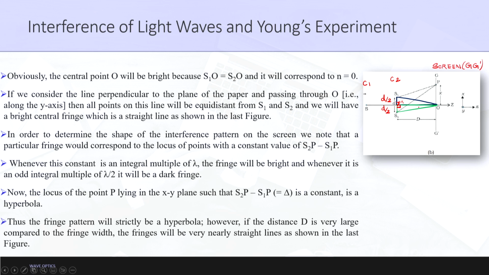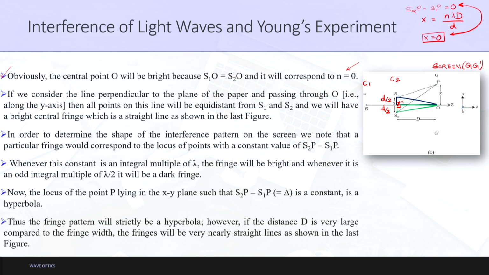So, from the SAS congruency property, triangles S1MO and S2MO are congruent, and because they are congruent, S1O is equal to S2O. So, obviously the central point O will be bright, because S1O is equal to S2O, and it corresponds to n equal to 0. Because n is equal to 0, S2P minus S1P is equal to 0, and we know that x is equal to n lambda capital D by small d. Because n is 0, x is 0. So, both mathematically and even by visual inspection it is quite evident that at x equal to 0 it will be a bright fringe.